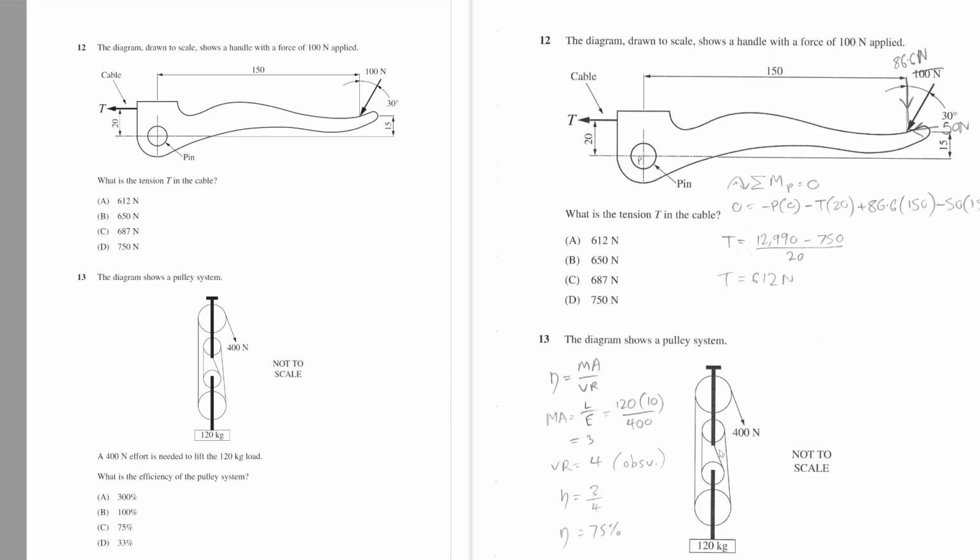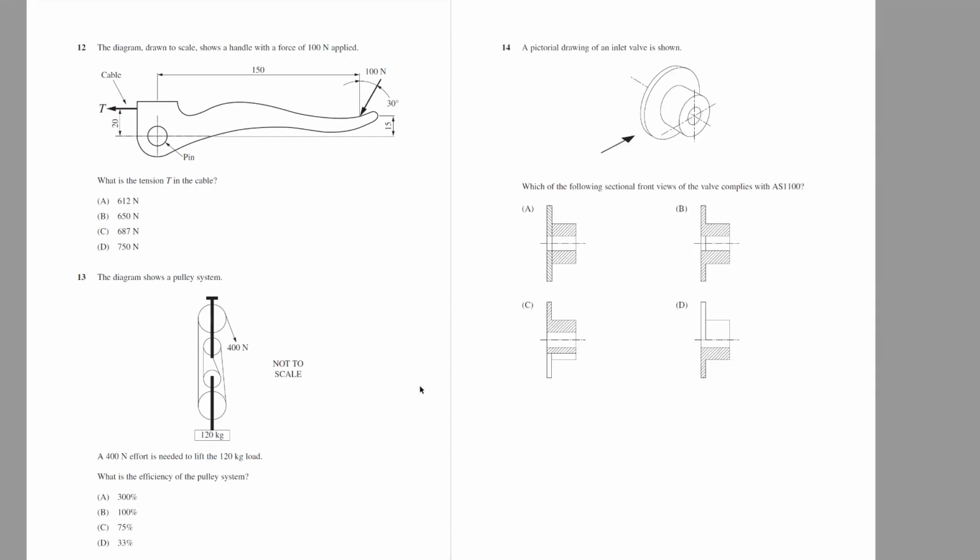Now the trick of this pulley system is you need to know how to calculate the velocity ratio of pulleys. So it is the number of ropes attached to moving pulleys. There are 2 moving pulleys and there are 4 ropes attached at 1, 2, 3, and 4. So the mechanical advantage is calculated by load over effort. The load is 120 kilograms, which multiplied by gravity is 1,200. We're applying an effort of 400, so we're getting an advantage of 3 times. And the velocity ratio is 4, we just observed that. Efficiency is 3 over 4, gives us a percentage of 75%.